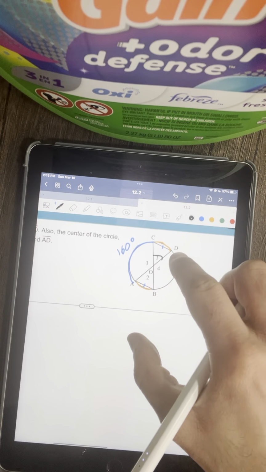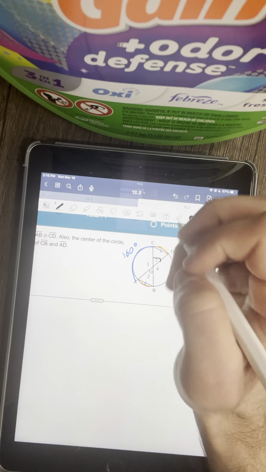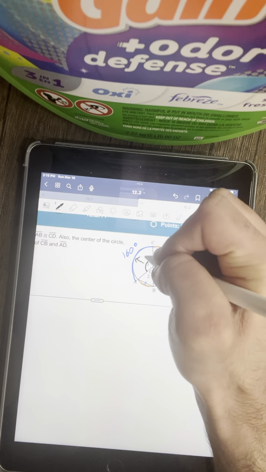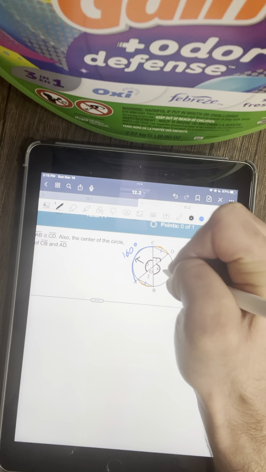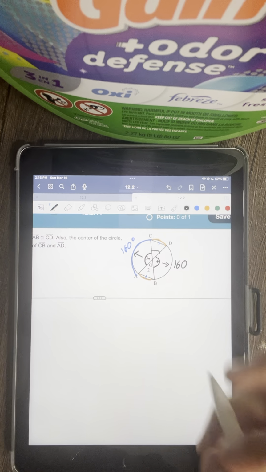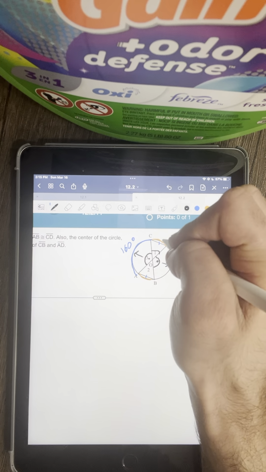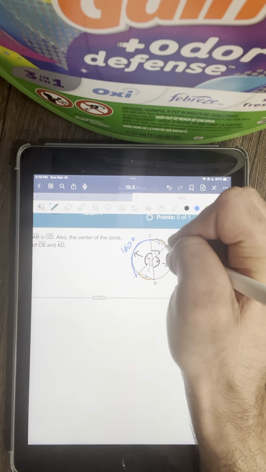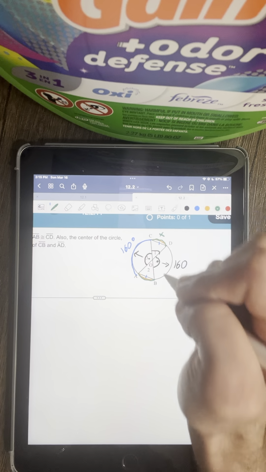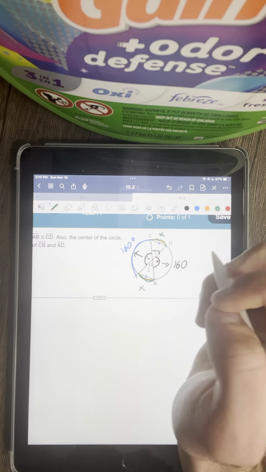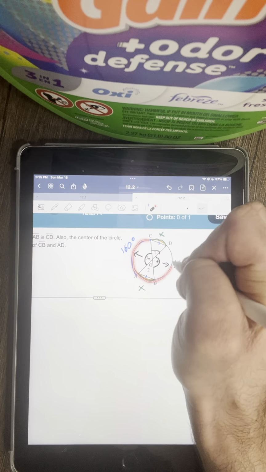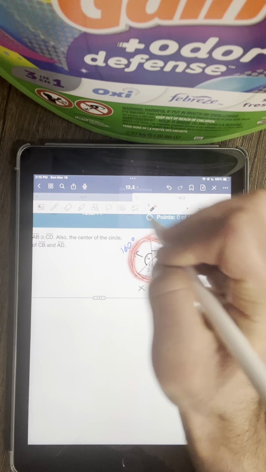Oh, okay. So now, since the intercepted arc for this angle right here is 160, then for angle 4 it'll also be 160 because they're vertical angles, okay? Now we know that arc CD, let's call it X, is congruent to AB. So if CD is X, what can we mark as AB? Also X.